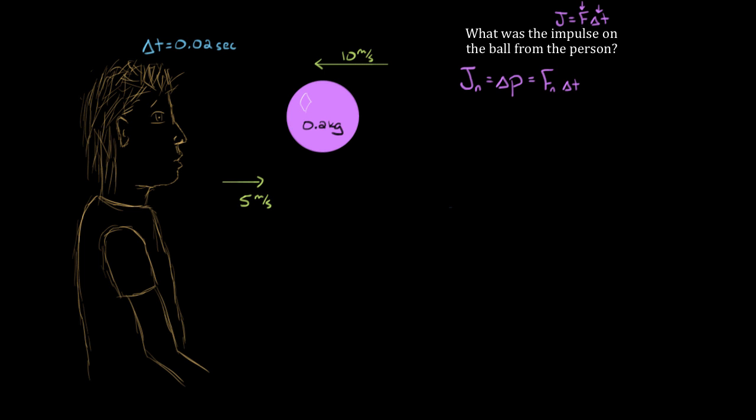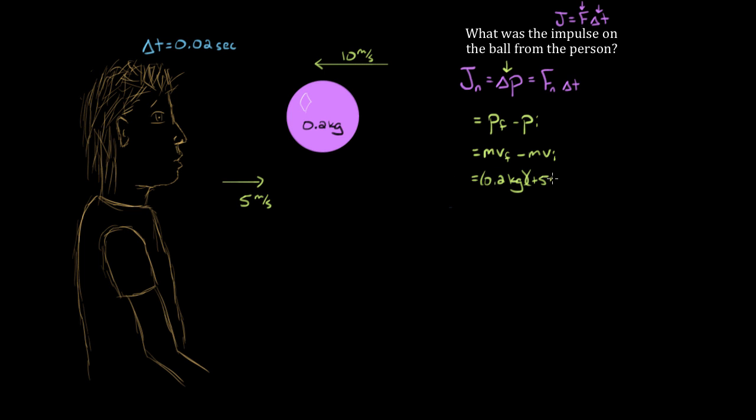So let's do it. We can't use force because we don't know it yet, but I can figure out the change in momentum because I know the velocities. So we know that the change in momentum is going to be p final, the final momentum, minus the initial momentum. What's my final momentum? My final momentum is m times v. So it's going to be mass times v final minus mass times v initial. And my mass is 0.2. So I've got a mass of 0.2 kilograms. My final velocity is 5 because the ball recoiled to the right with positive 5.